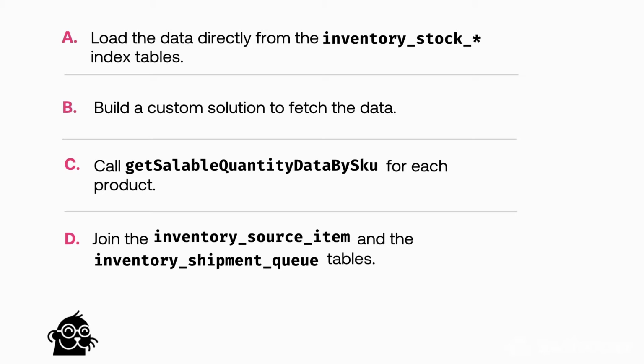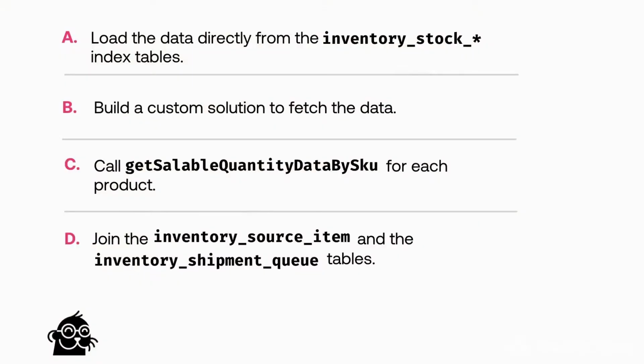A, load the data directly from the inventory stock index tables. B, build a custom solution to fetch the data. C, call GetSaleableQuantityDataBySku for each product. And D, join the inventory source item and the inventory shipment queue tables. Okay, so what option would you select? And I'm curious to hear what you would select. But here is what I think of each one of these answers.